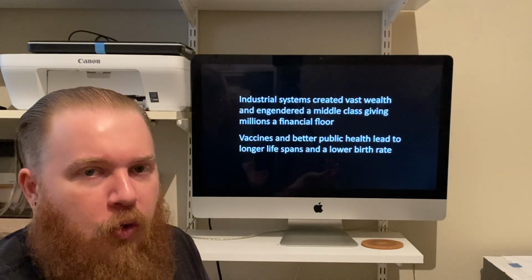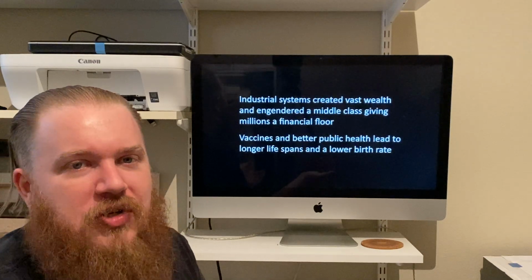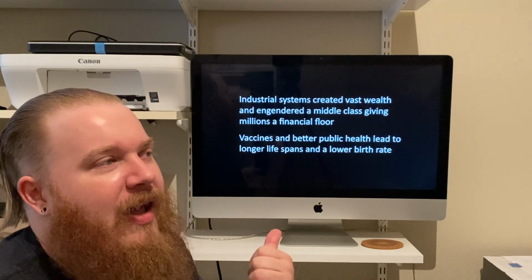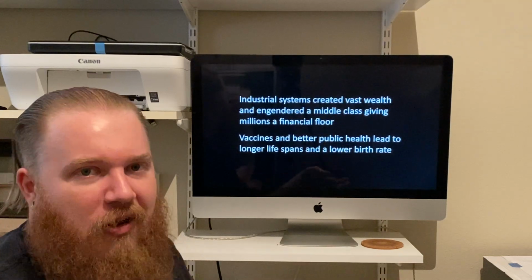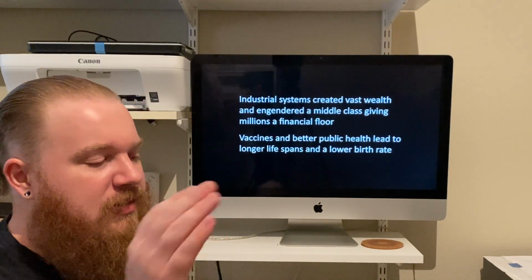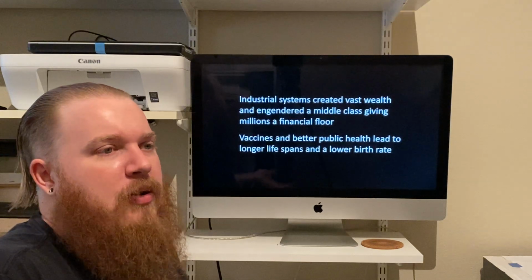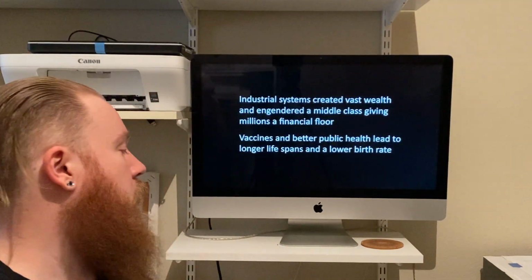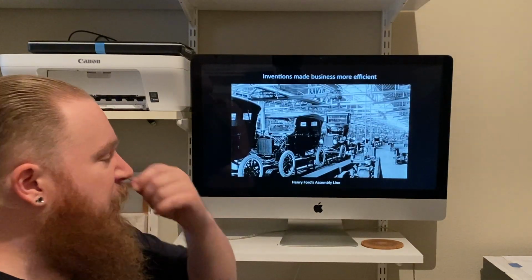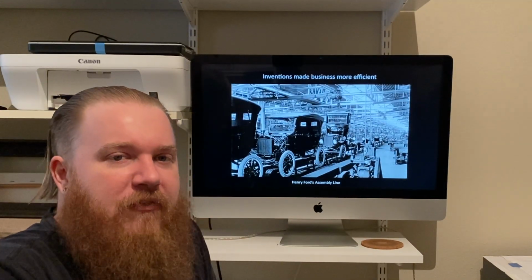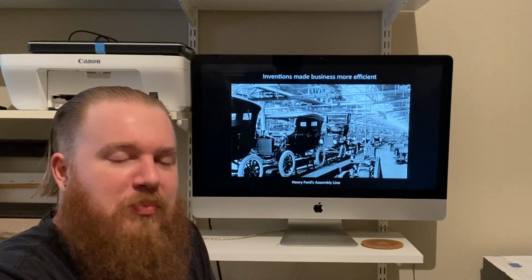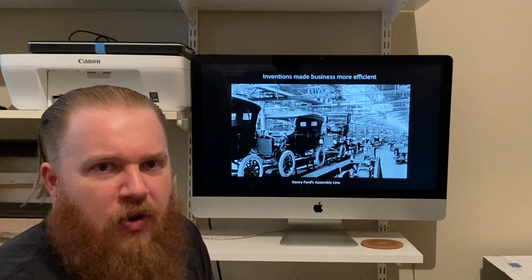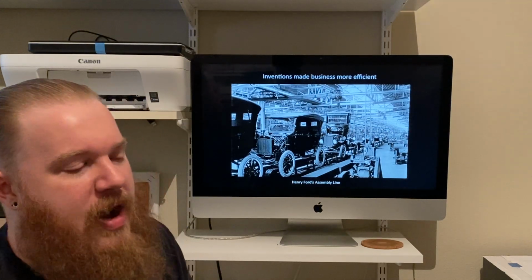And therefore we also don't have to have 20 children with the expectation that half of them are going to die. And we also don't need all those kids to work on the farm anymore. So we see lower birth rates, but we also see better health and everything like that coming about during this time as well. We also see that innovations begin to make business more efficient, which also begins to make them more profitable, which also helps create more financial flooring for a variety of people.